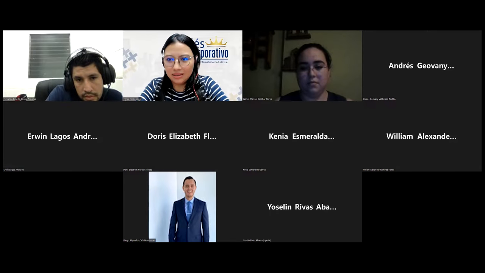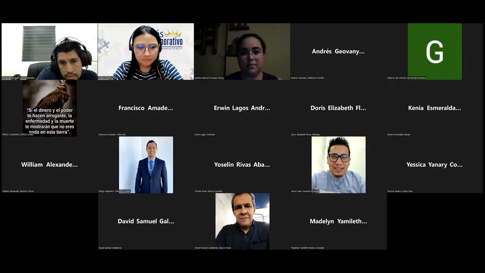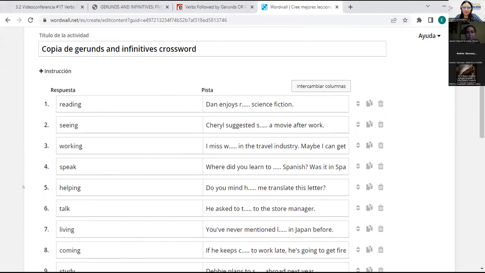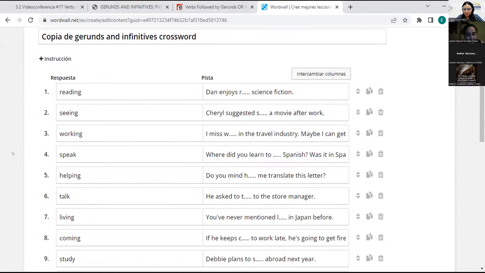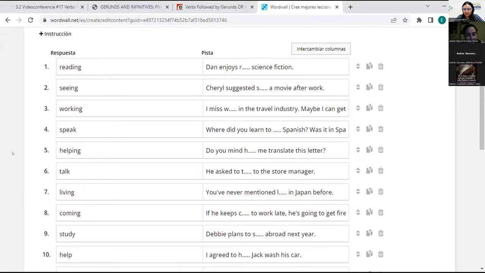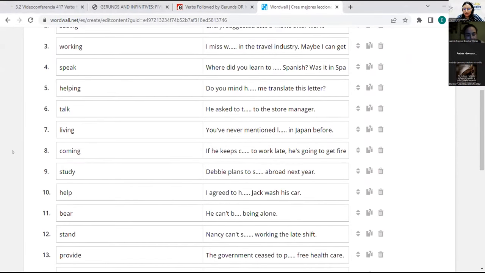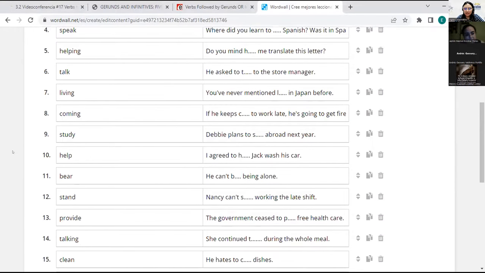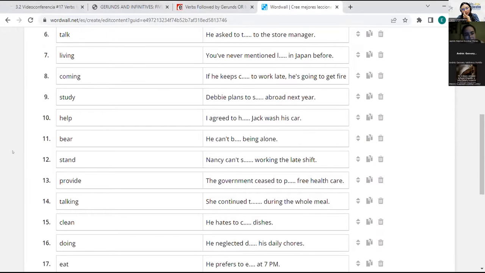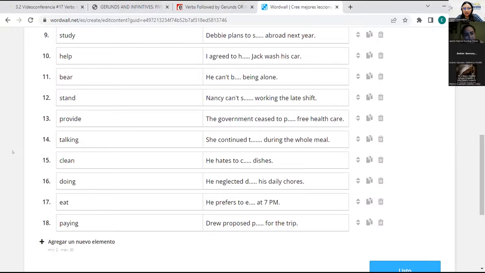Okay, here we go. Take a look at the sentences that we have. Number one. Okay, what is the correct one? Dan enjoys reading science fiction. Number two. Cheryl, but let's just take a look at this one. Las respuestas. Number one was reading, seeing, working, speak, helping, talk. Number seven, living, coming, study, help, bear, stand, provide, talking, clean, doing it, and pain, right?